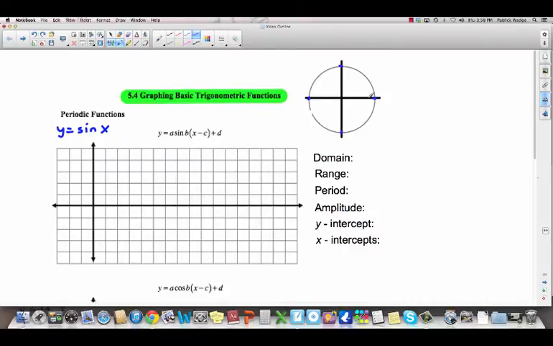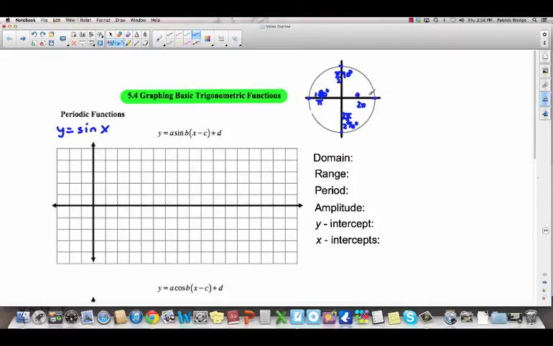So what degree was this right here? A standard position angle right there is 0 degrees or 0 radians. Here it is 90 degrees or pi over 2. This is 180 degrees, or just pi. This is 270 degrees or 3 pi over 2 radians. And then you get back here, you're back to 360 degrees or 2 pi.